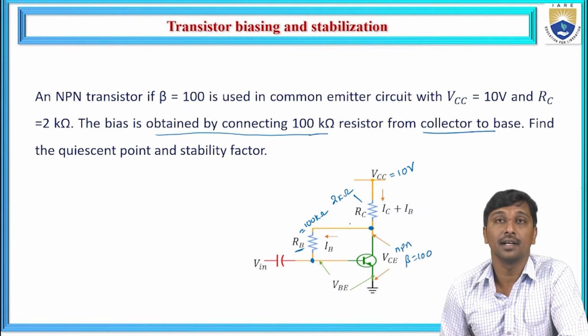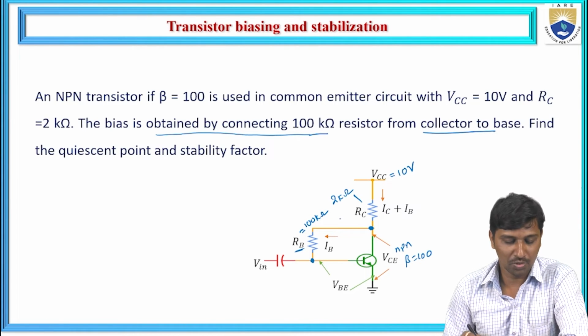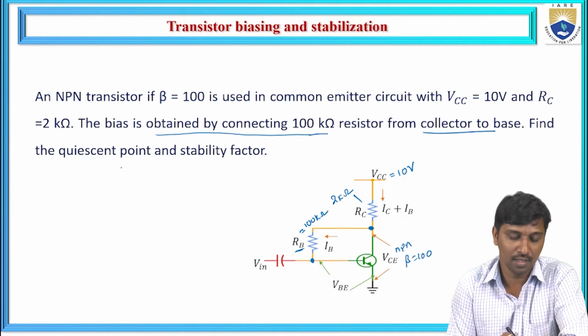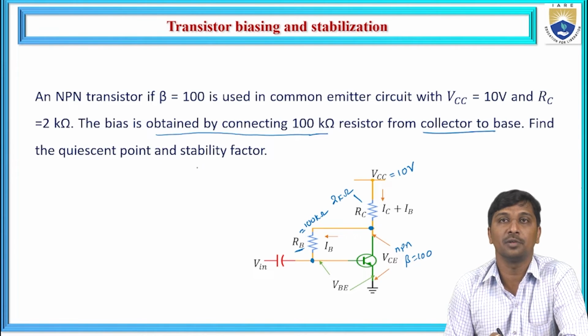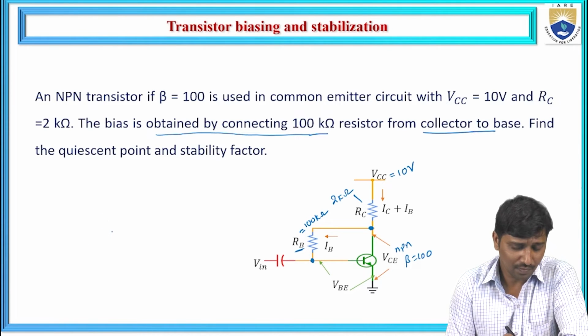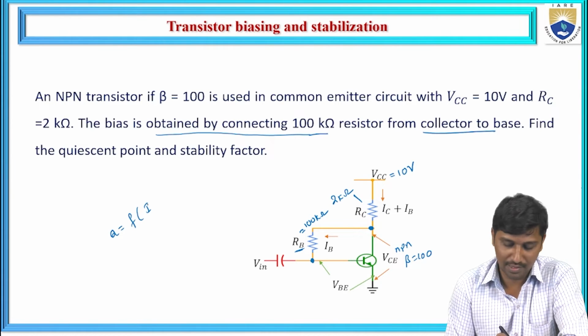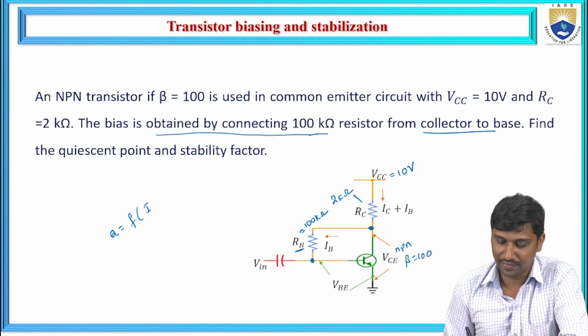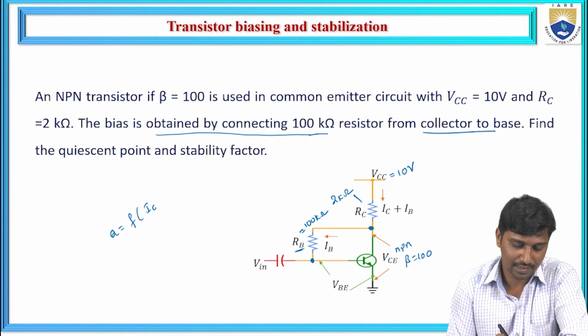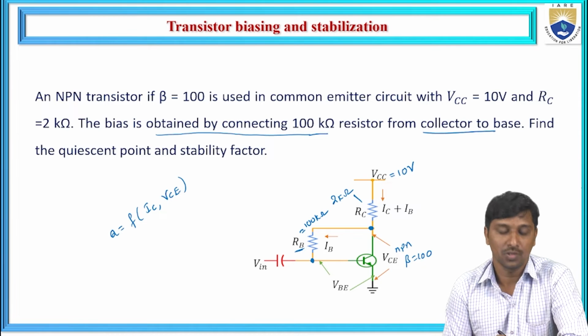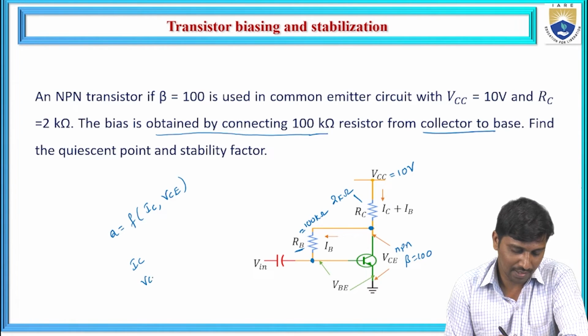By using this collector to base biasing method, we need to find out the operating point, or quiescent point, as well as the stability factor. Whatever the biasing method, the operating point or quiescent point is a function of the output current and output voltage. In the CE configuration, the output current is the collector current and the output voltage is the collector to emitter voltage, VCE. So first we need to determine IC and VCE. These two define the quiescent point or Q point.